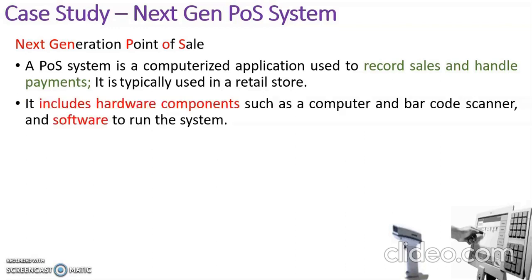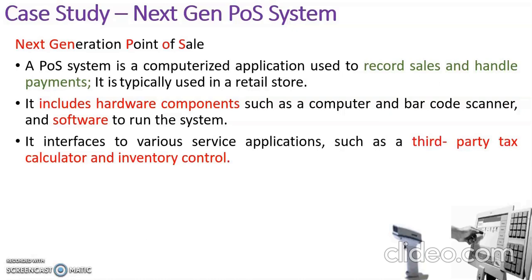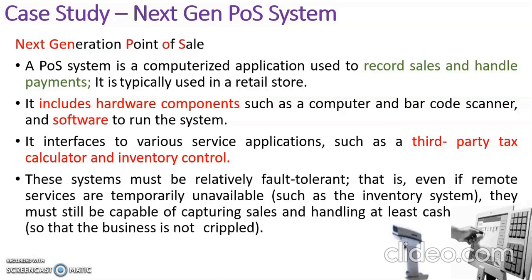So, in order to successfully record the sale and to handle the payment, it requires hardware components such as a computer and barcode scanner, and we need the software to calculate the bill and to handle the payment. In addition to the hardware and software components, we additionally need interfaces such as a third-party tax calculator and an inventory control. We need the third-party tax calculator to calculate the tax for each and every sale, and inventory control to update the stock list every day.